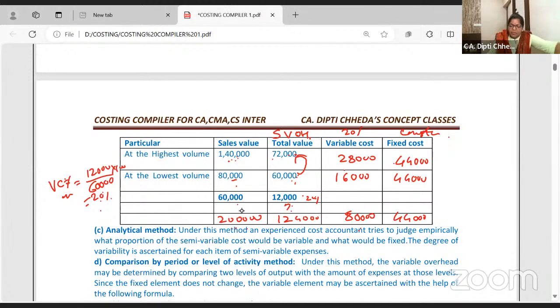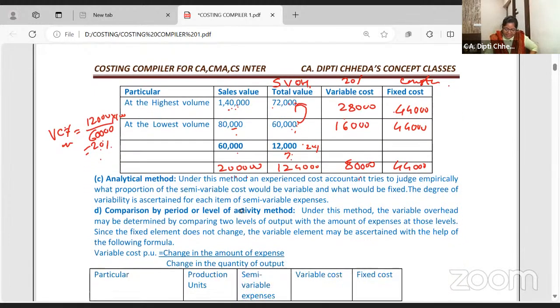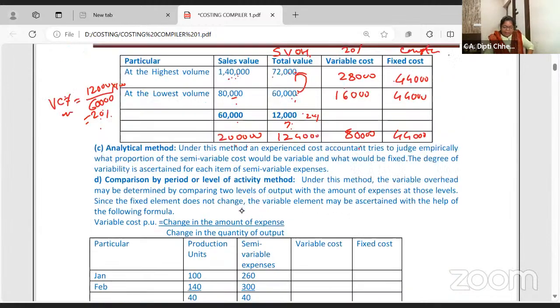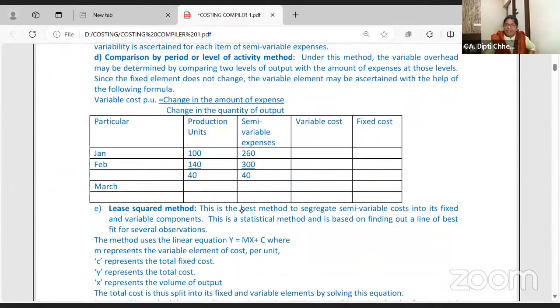Clear to all of you? Easy? This is called the high-low method. Ma'am, instead of percentage, if they give you units, you can use the level of activity. Same. In January, 100 units were produced. The semi-variable overhead was 260. February, 140 units. Semi-variable overhead is 600.